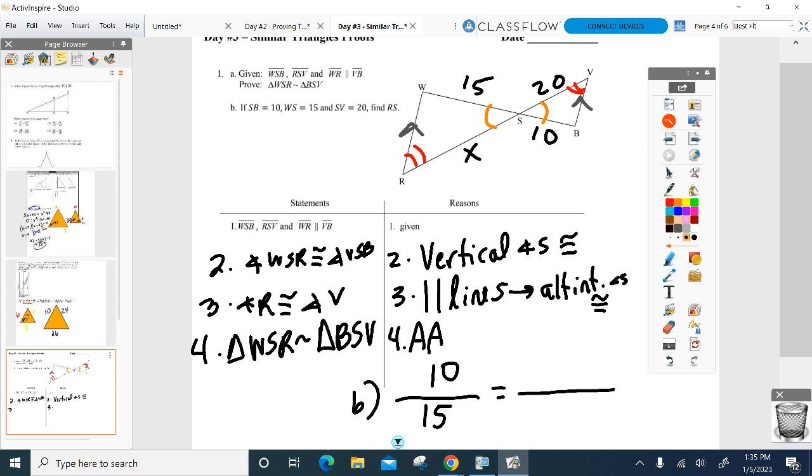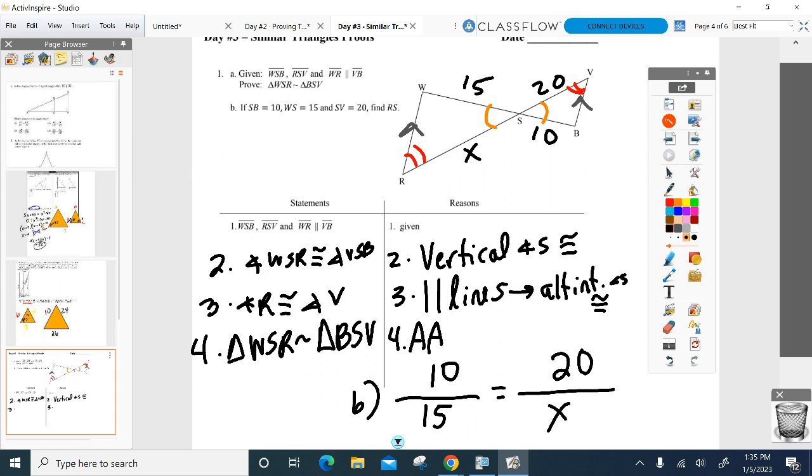10 over 15. Now, what do we got to put here? 20 over... sorry, not 10. X. 20 over x. Good. Now, hey, I cannot have x up here. These two have to be from the same triangle, sides from the same triangle. That's why it's 20 and 10, not 10 and x.